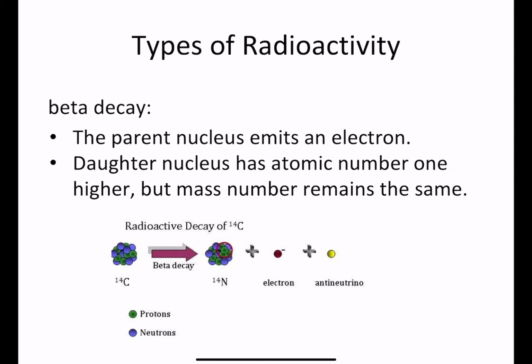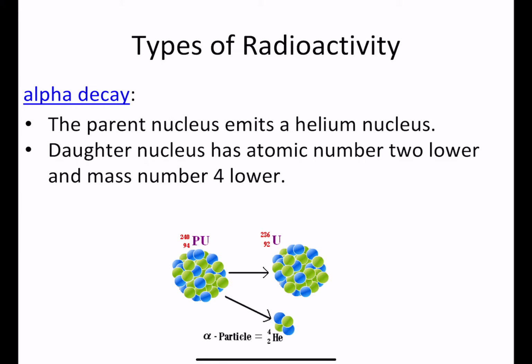All right, so you are not really responsible for the details of alpha decay and beta decay, but since I just mentioned alpha decay, I'll just show you this slide. So this is the heavy nucleus. This is plutonium, and it's got a mass number of 240, atomic number of 94. Atomic number is the number of protons, mass number is the number of protons plus neutrons. So you can see that this is a very heavy nucleus with 94 protons and 240 total number of protons and neutrons. So this gives off an alpha particle.